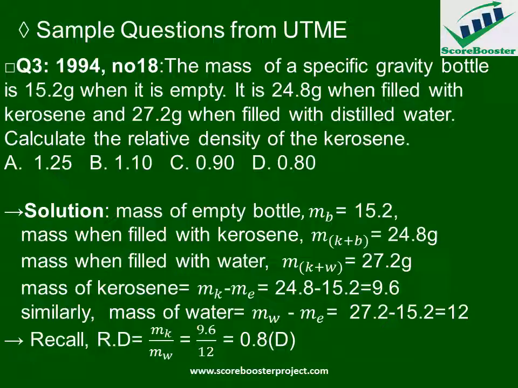Now that we know the mass of kerosene and mass of water, we have to recall that one of the formulas for calculating relative density will be the mass of the substance over mass of equal volume of water. Therefore, our relative density RD in this case will be mass of kerosene over mass of equal amount of water, and that will give us mass of kerosene, which is 9.6, divided by mass of water, which is 12. That will give us 0.8, making option D the correct answer for this particular question.